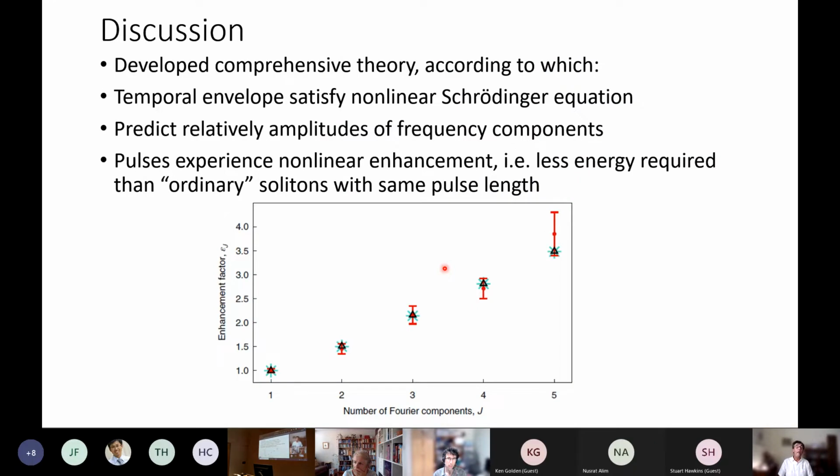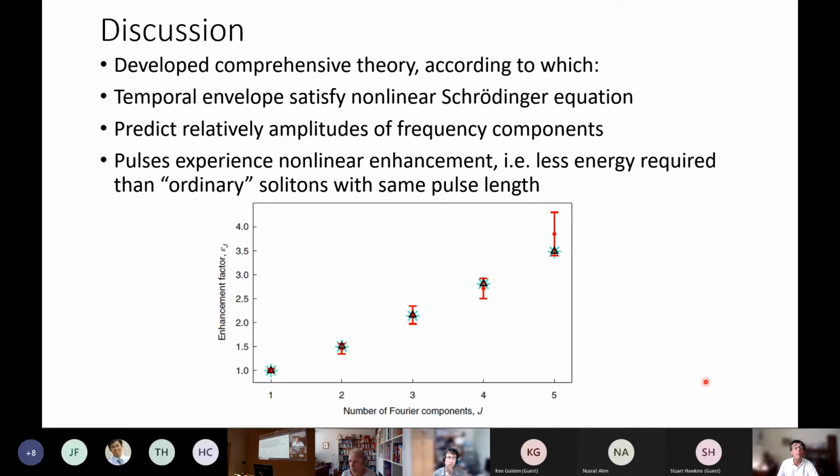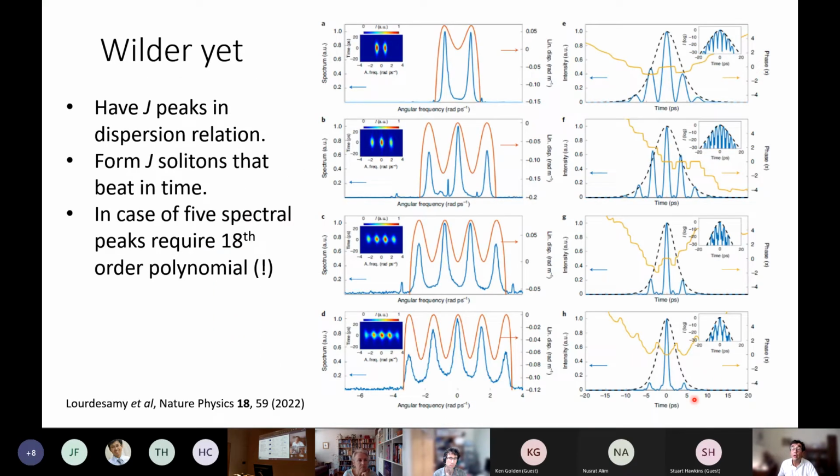Together with these experiments, we have developed a comprehensive theory, and we have shown that the envelope here, the dashed curve, satisfies a nonlinear Schrödinger equation, which is perhaps not surprising because most things in nonlinear optics do, at least to some approximation. And this is actually a very good one. What is interesting is that if you look at the effective nonlinear coefficient of this envelope, it is larger than that when you just have a simple soliton without this interference effect.